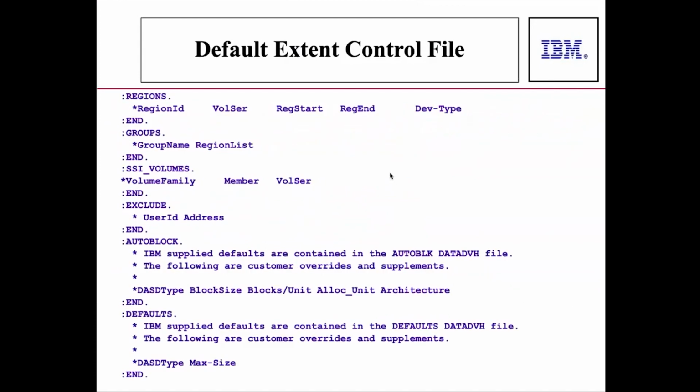So here's a default extent control file, basically what you'd see when you first install DirMaint. There's nothing in it, basically. Well, there's going to be a little bit more than this, but there's not going to be anything where we're going to really talk about regions and groups.